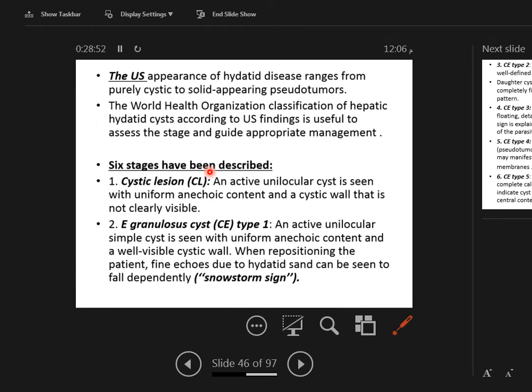The ultrasound feature of hydatid cyst, according to the World Health Organization classification, we have 6 stages. CL, cystic lesion: an active unilocular cyst is seen with uniform anechoic content and a cyst wall that's not clearly visible. Echinococcus granulosus cyst type 1: active unilocular with fine echo due to hydatid sand, seen to fall dependently if we turn the patient, and this is the snowstorm sign.